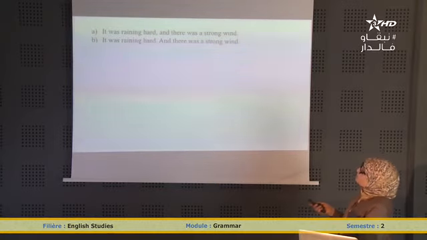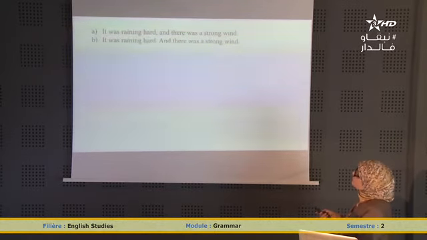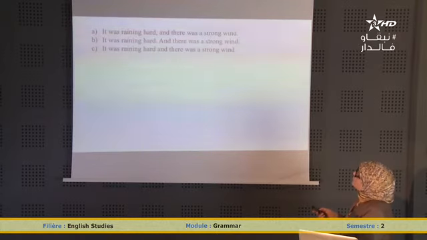Look at the following example. It was raining hard. And there was a strong wind. Then notice what we have here in terms of punctuation. We have a full stop and we have the following sentence starting with the coordinating conjunction, of course, with a capital letter. The following example: it was raining hard and there was a strong wind. So what you notice here is that the whole sentence has no punctuation mark, and it is correct.